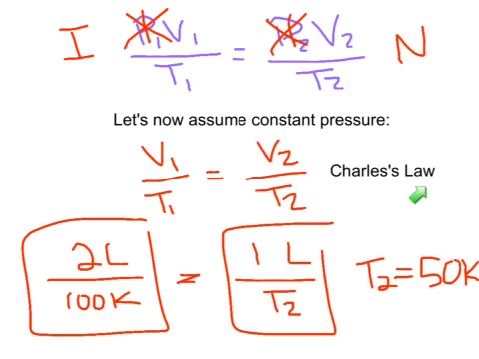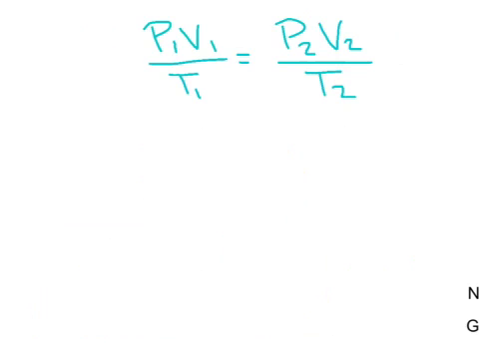So according to Charles' law, if you decrease the volume, you decrease the temperature. Or you'll also find if you increase the volume, you must increase the temperature. That is to say that volume and temperature are directly related. Right? Increase one, you must increase the other. That's Charles' law. And here we've reached the final gas law for today.